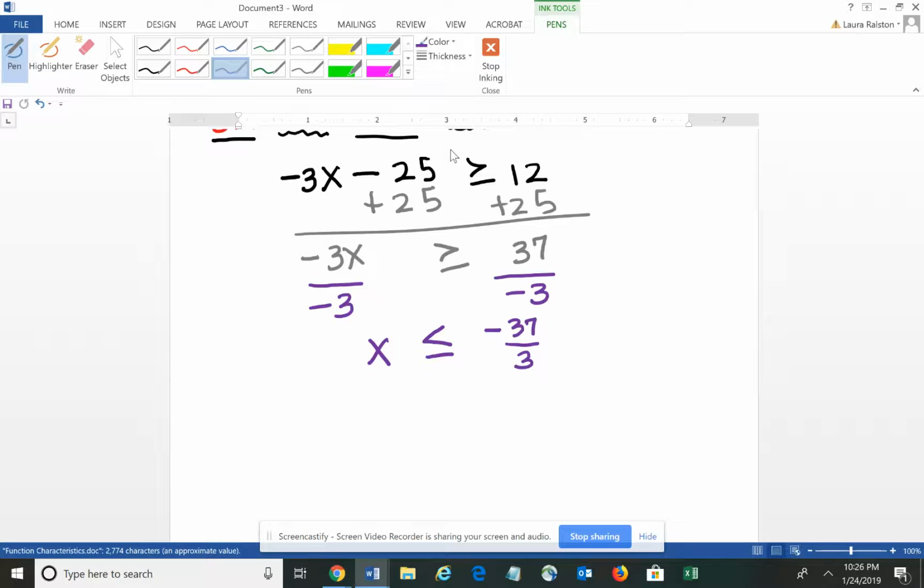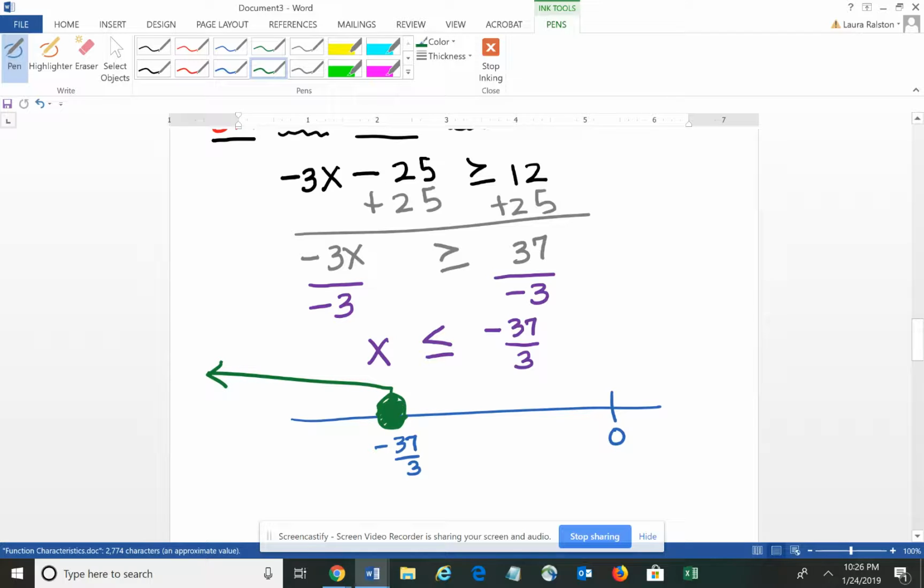So if we think about this in terms of a number line, okay, it is equal to it, so we could include negative 37 thirds. So we would have a colored in or a shaded in dot. Less than is going to be to the left, and it keeps going on and on and on to negative infinity. So writing that in interval notation, beginning at the left, I would have a negative infinity, and I can go up to negative 37 thirds. Negative infinity always gets a parenthesis. We can use negative 37 thirds, so it is a bracket.